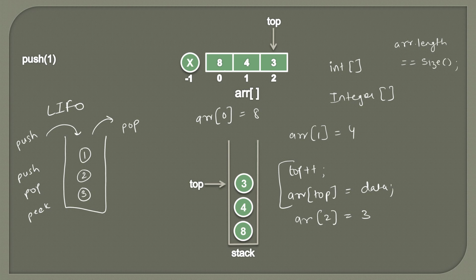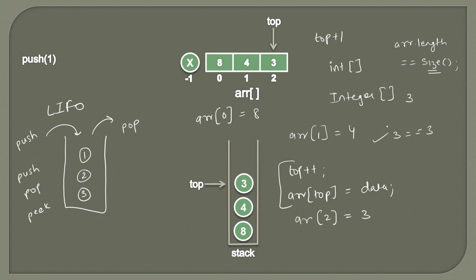Now here array.length will be 3. The size of the stack is nothing but the number of elements in the stack. We know that the number of elements is 3 and array.length is also 3. We evaluate this size function using the value held by top, which is 2, and do top plus 1. So the size method will return top plus 1. Here the value of top is 2, and if we add 1, we get 3. So array.length is 3 and size is also 3.